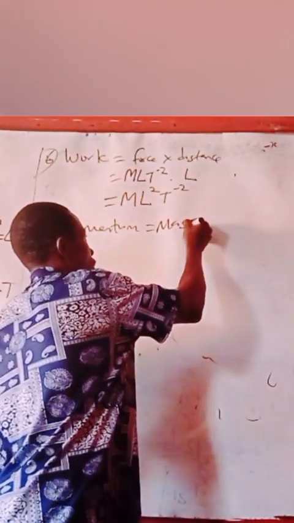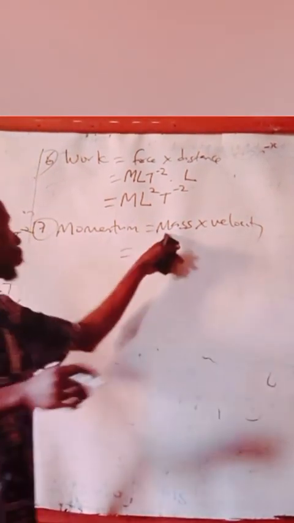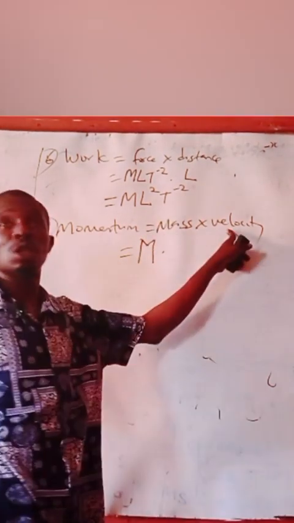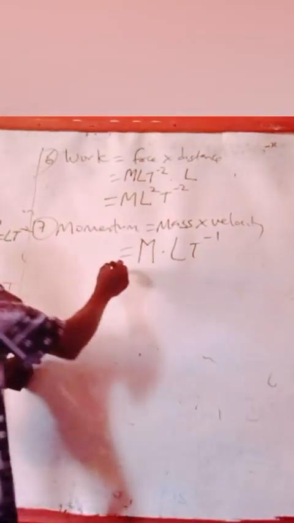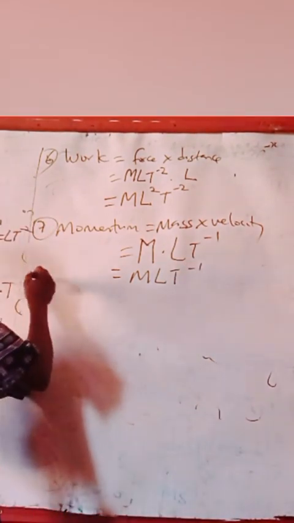Momentum is defined as the product of mass and velocity. The dimension of mass is capital M, and the dimension of velocity is LT raised to the power minus 1, as earlier gotten. This will give us MLT raised to the power minus 1.